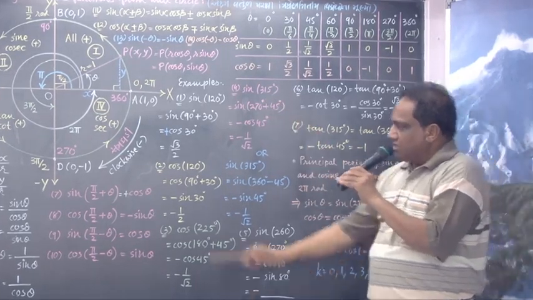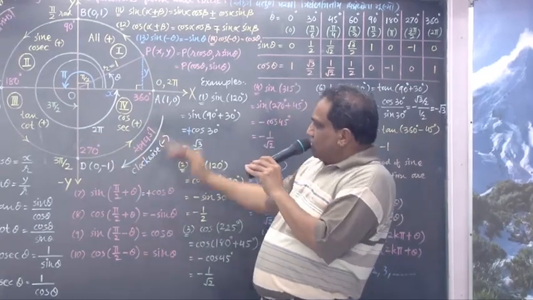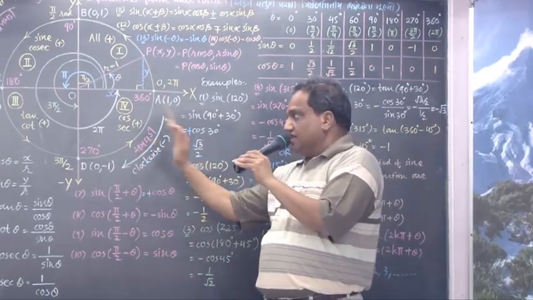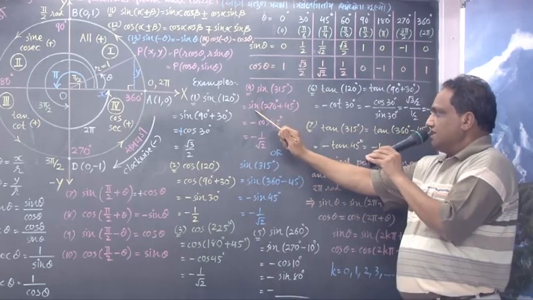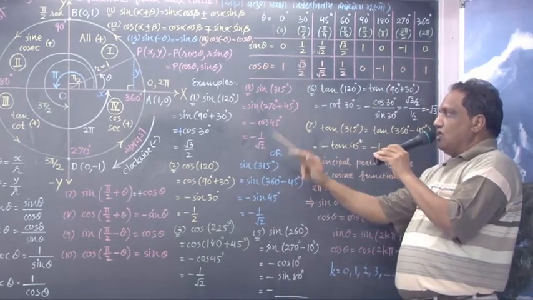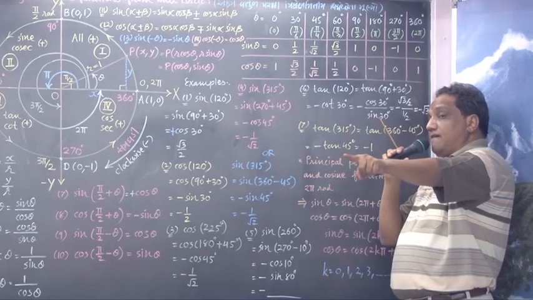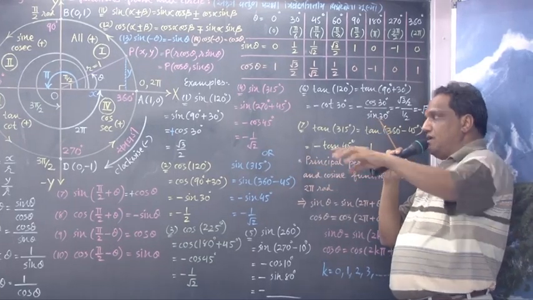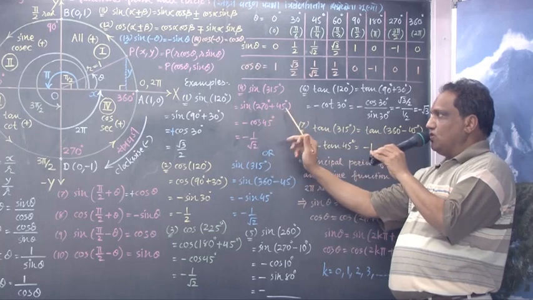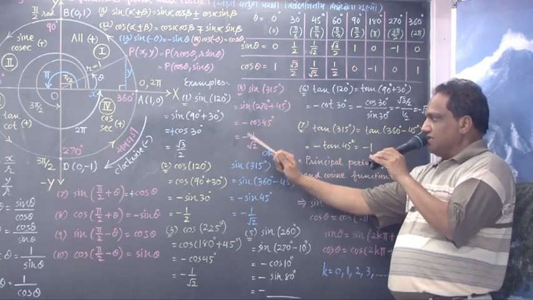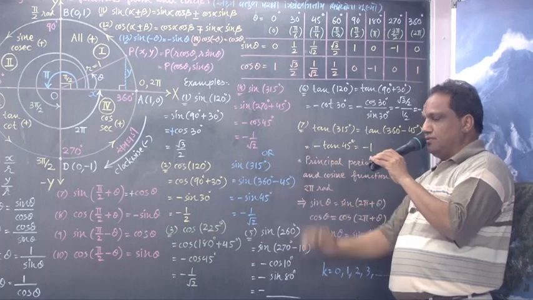Now 270 plus. Look, 270. So you are in the fourth quadrant where the sine function is negative. And because it is 270 degrees, it is 90 times 3, an odd number, so sine should be converted into cos. Cos of 45, minus as it is, cos 45 degrees is 1 by root 2.